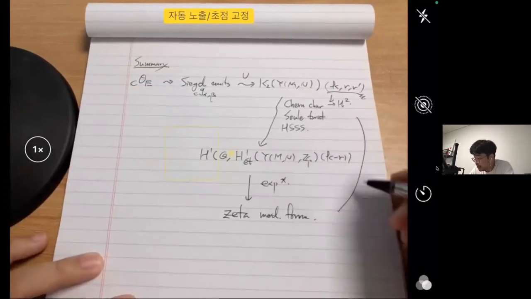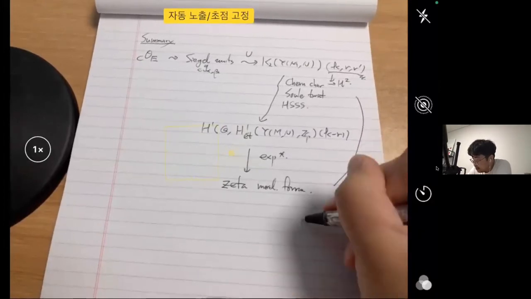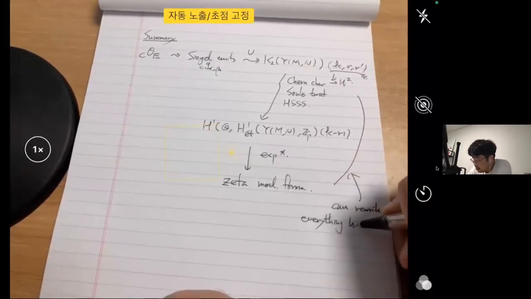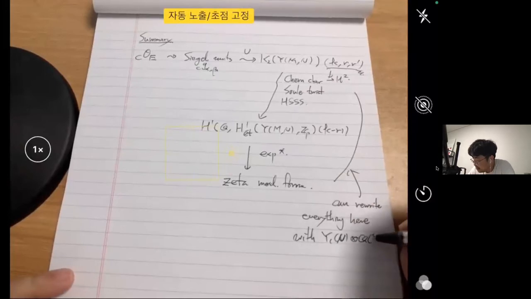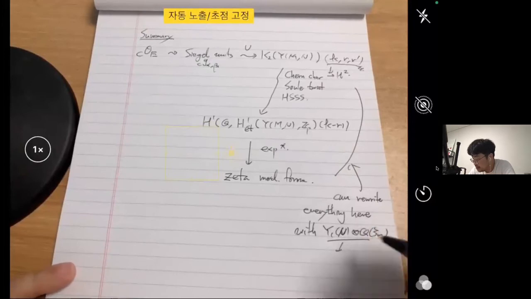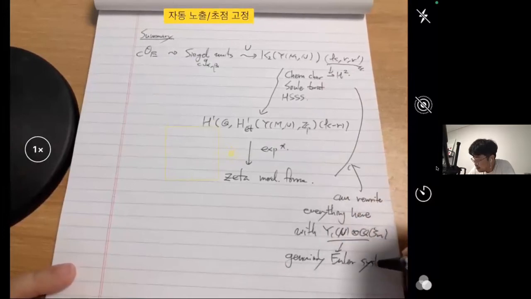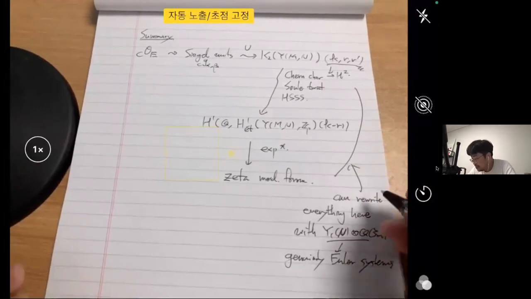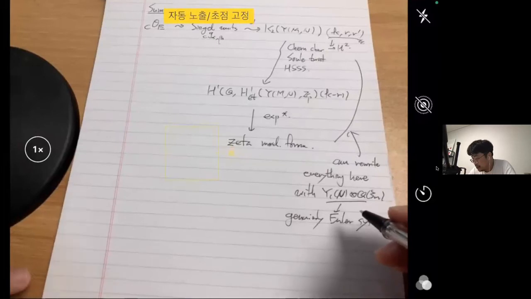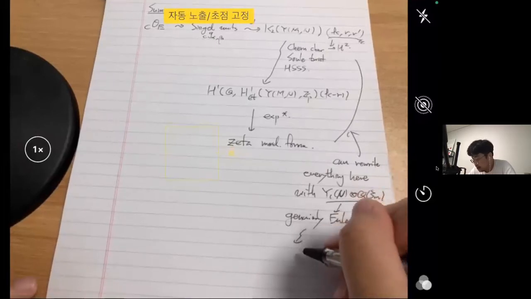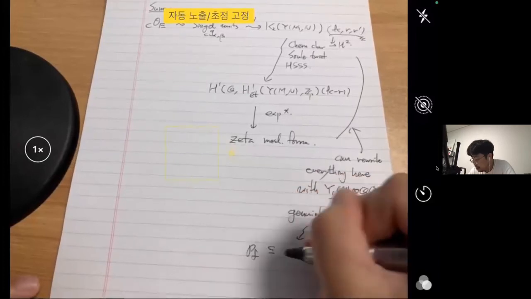And of course, we can rewrite everything here with Y(1,N) tensor Q zeta m, and this will give us a genuine Euler system. But of course, this is an Euler system over the whole modular curve. So in order to have the result for one form, we need to take a quotient with respect to the Hecke action. This is the height one prime corresponding to a newform in the Hecke algebra.